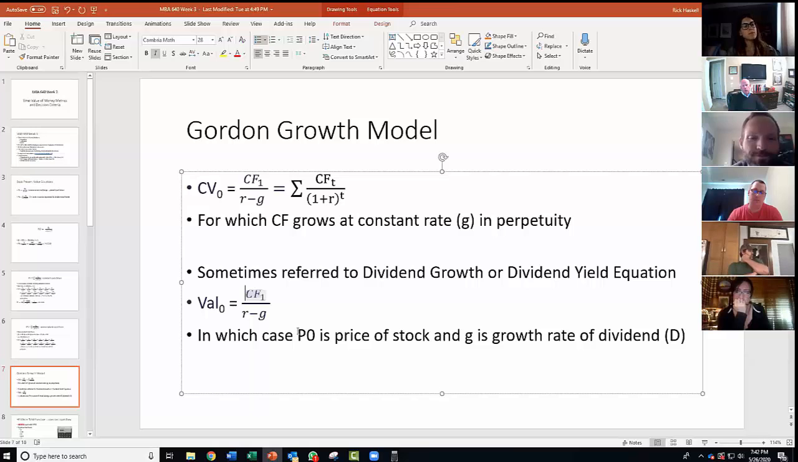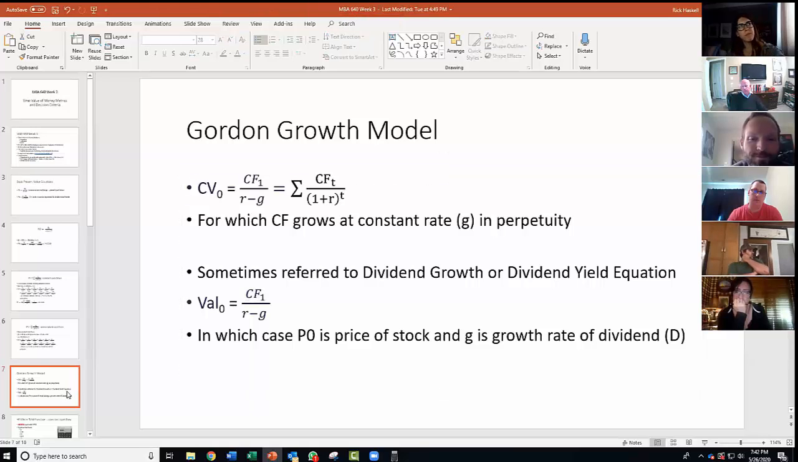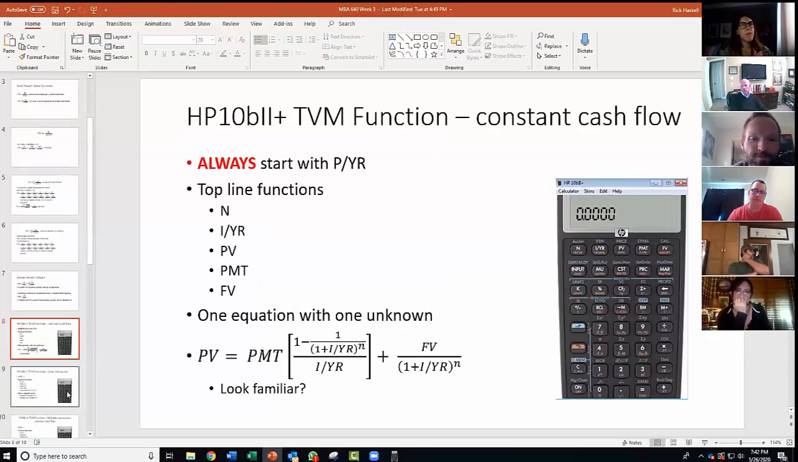Okay, so we're thinking about the Gordon growth model. How many of you remember the functions for the HP calculator to do basic time value of money work here? Just by raise of hands.